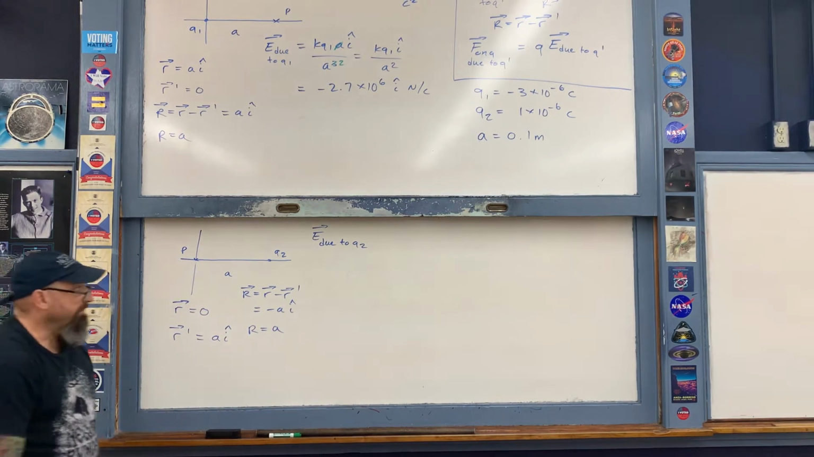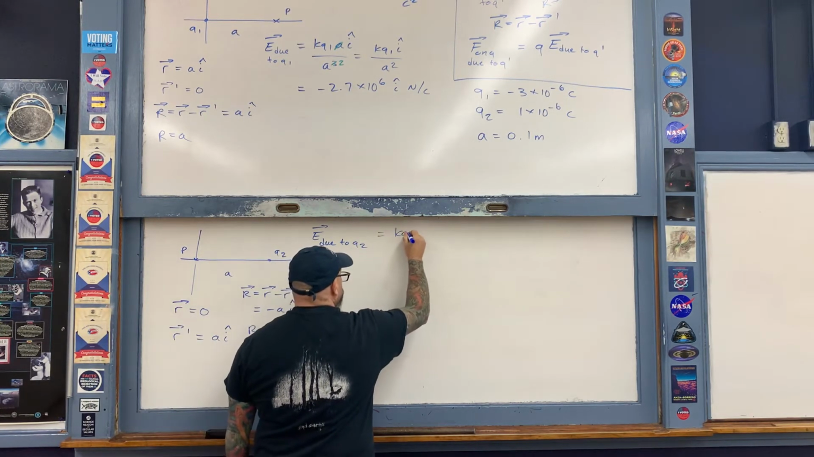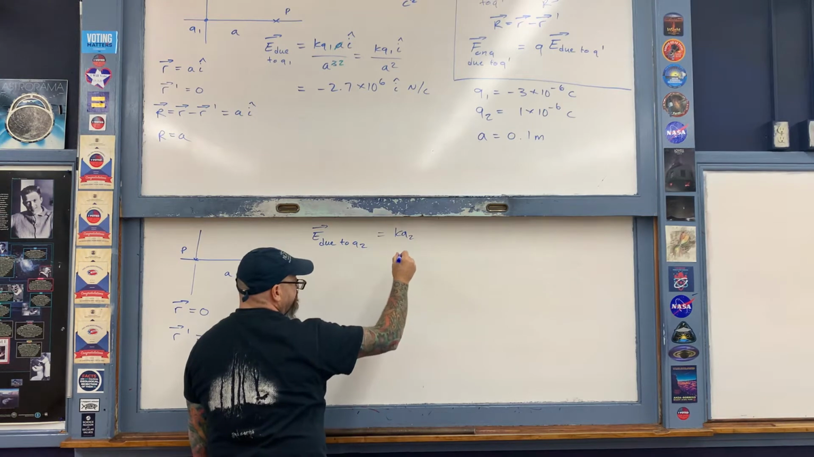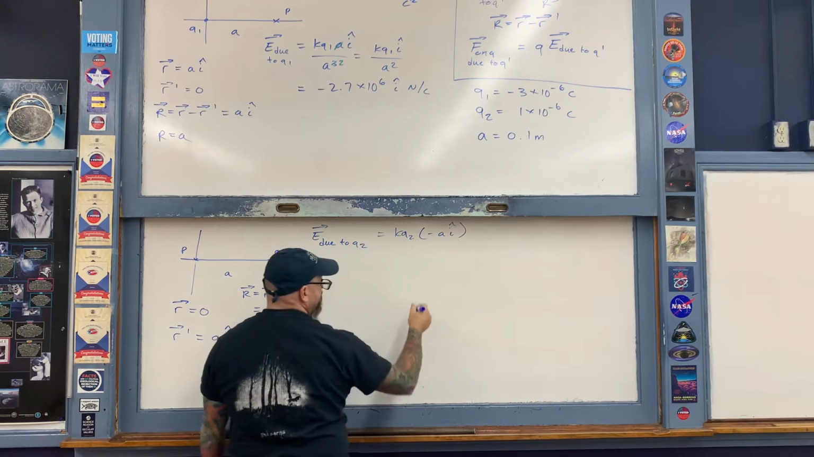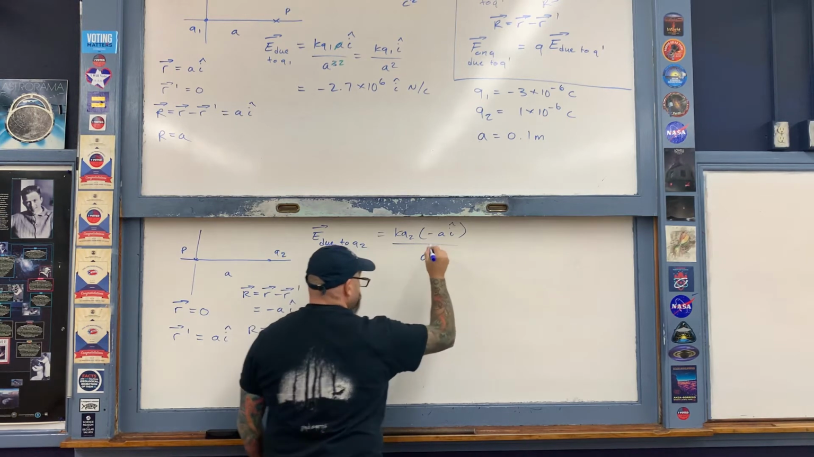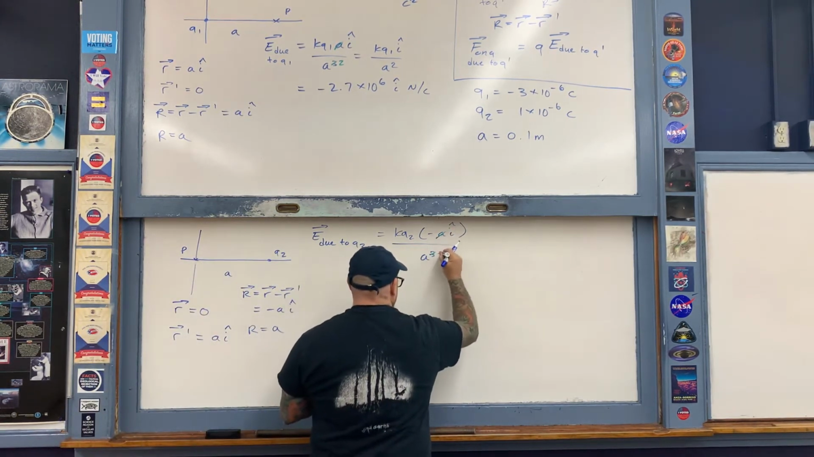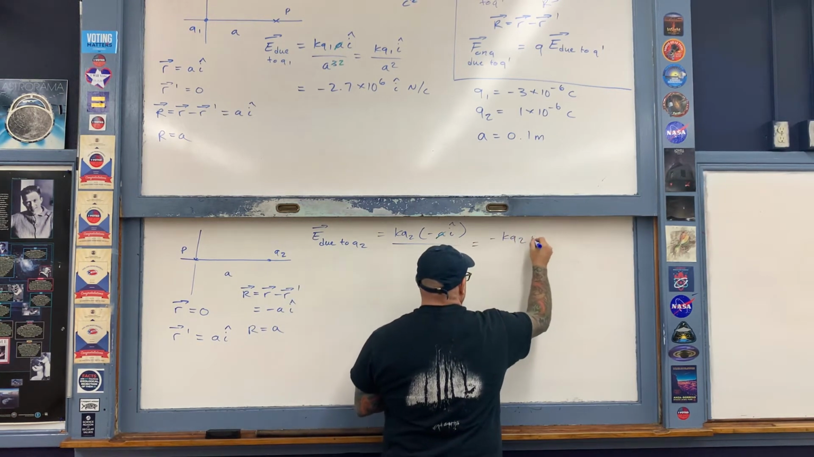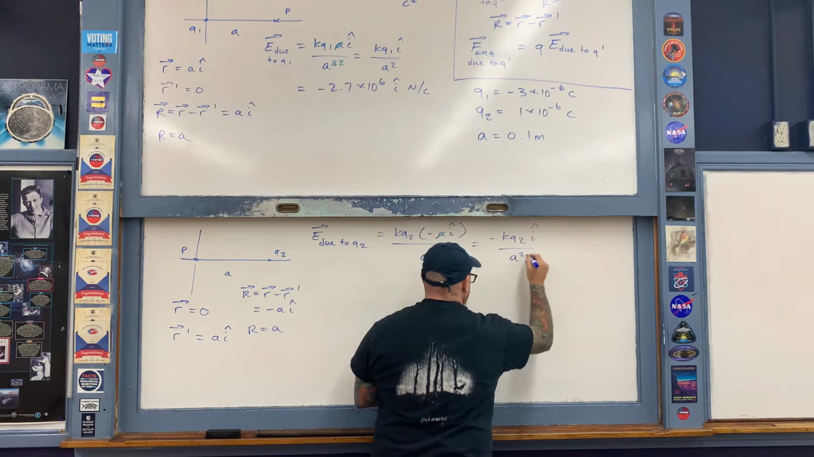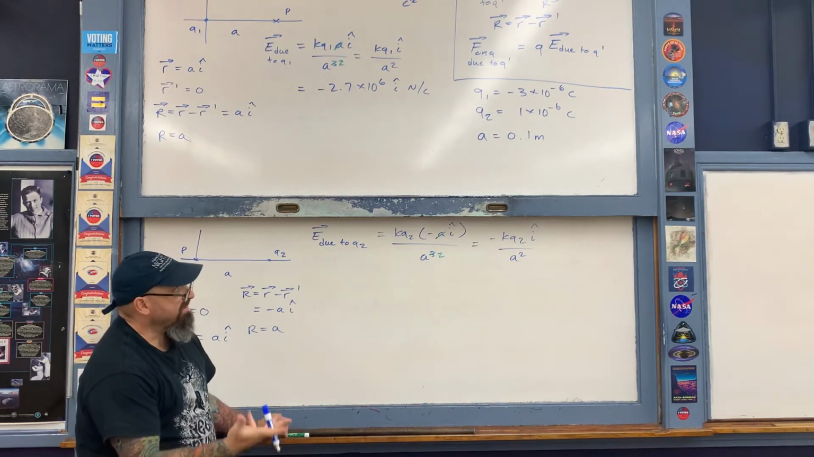And now we plug in. So the electric field due to Q2 is going to be K times Q2, multiplied by vector capital R, negative a I hat, divided by its magnitude cubed. Let's go ahead and cancel out an a, and then we end up with the following expression.